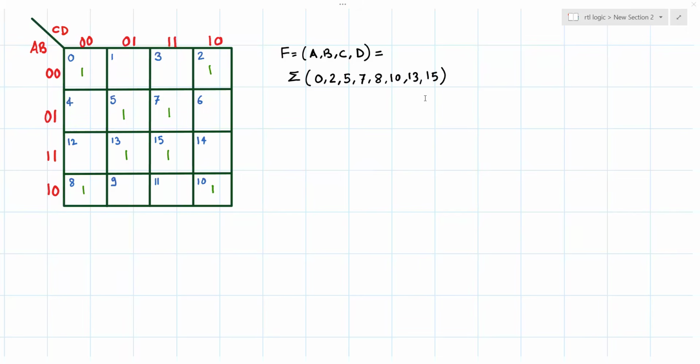Hello and welcome back once again. This time we are going to talk about four variable Karnaugh map, that is four variable K map.